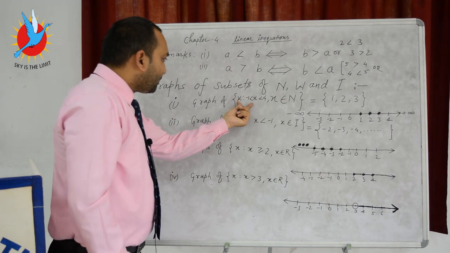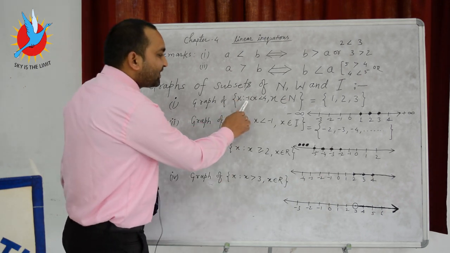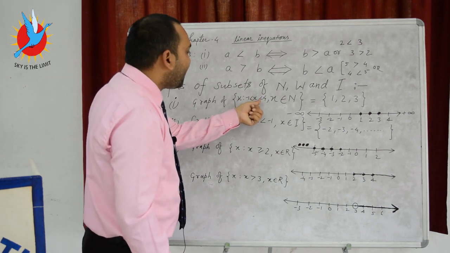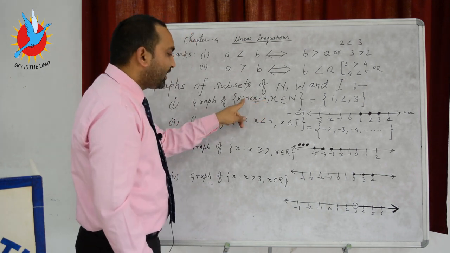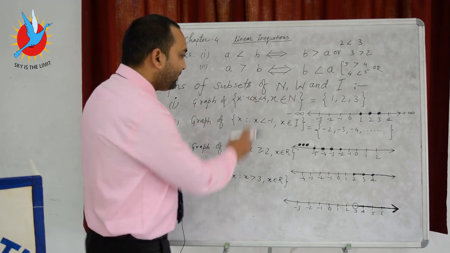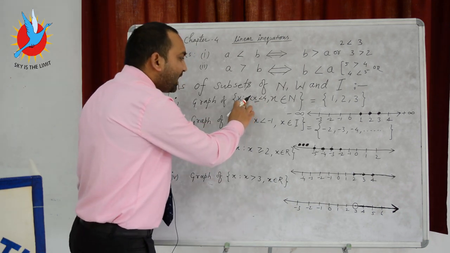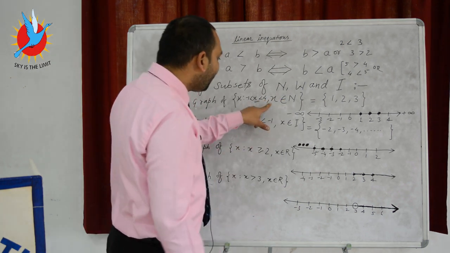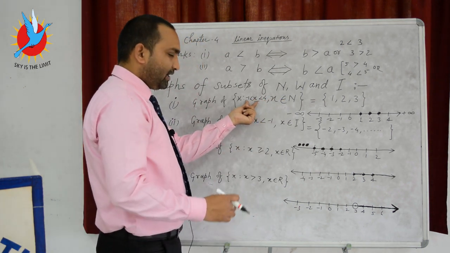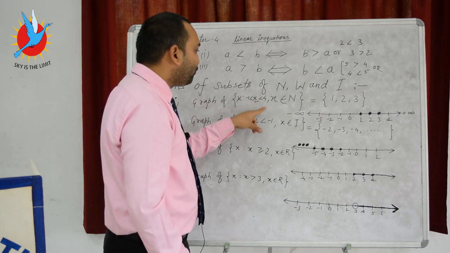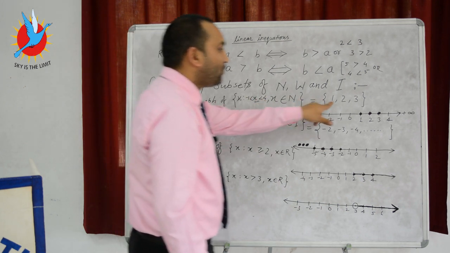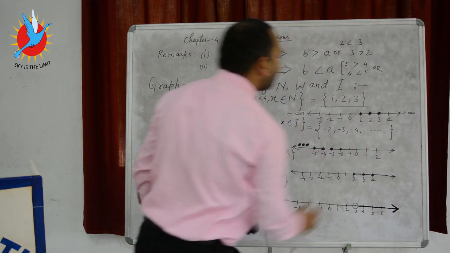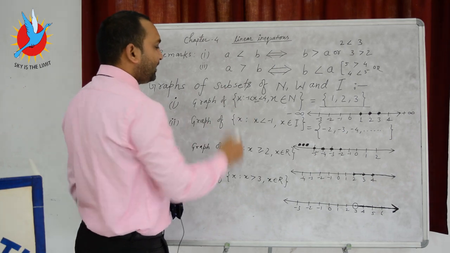the set is given: x such that x is less than 4 and greater than minus 1. It means x lies between minus 1 and 4, where x is a natural number. So greater than minus 1, that is 1, 2, 3, but less than 4. So 1, 2, 3 is the solution set for this graph.